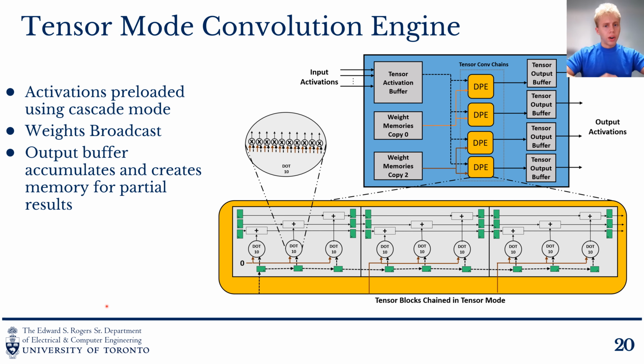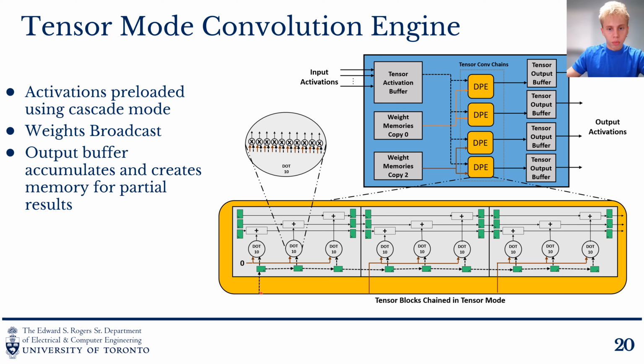So this is what our implemented tensor mode convolution engine looks like. I'm just going to provide a high-level overview here of the data flow. We have our input activations. These are the results from the previous layer. They get sent to the tensor activation buffer. Once we have enough values buffered here to start the preloading process, we send the values down this dotted wire.